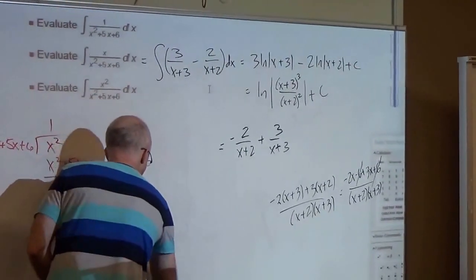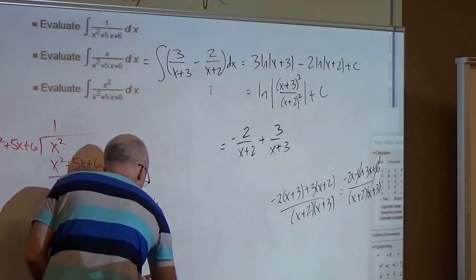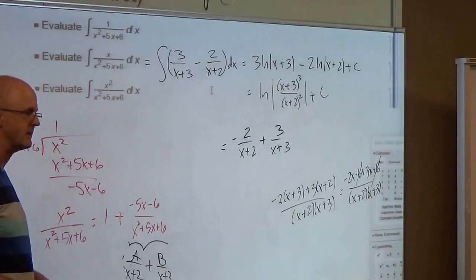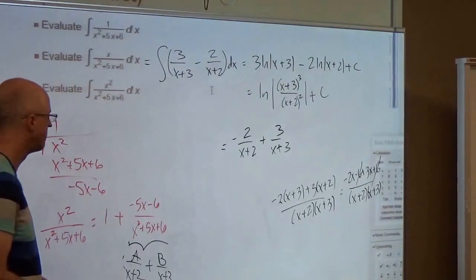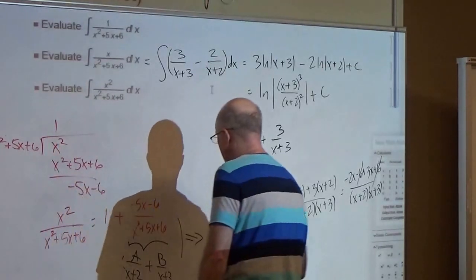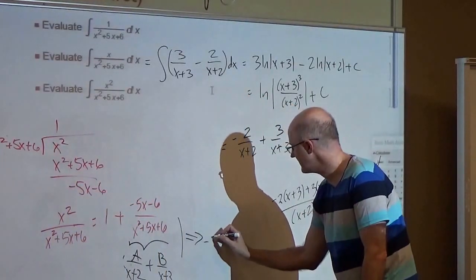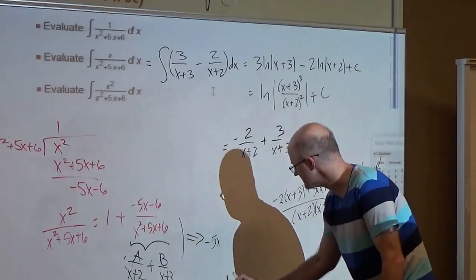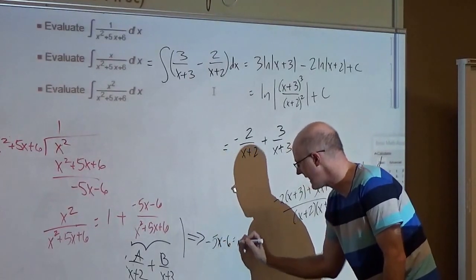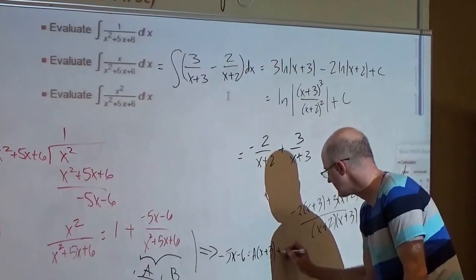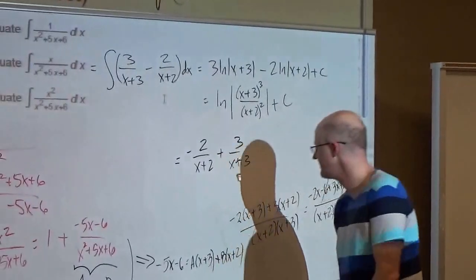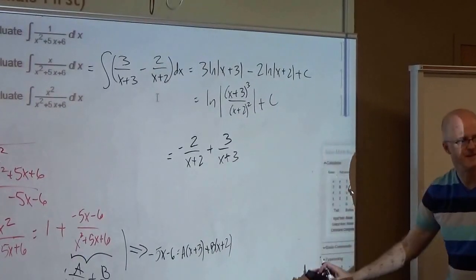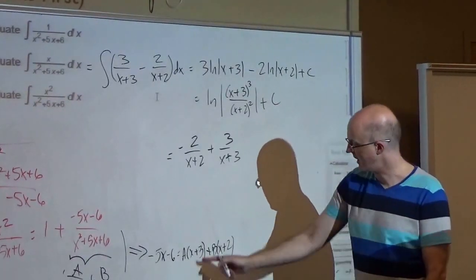So this can be written as a over x plus 2 plus b over x plus 3, because that's how you can factor the bottom, x plus 2 times x plus 3. When you multiply by that common denominator, you get negative 5x minus 6 equals a times x plus 3 plus b times x plus 2. Right? Tracking with me here? Solve for a and b.